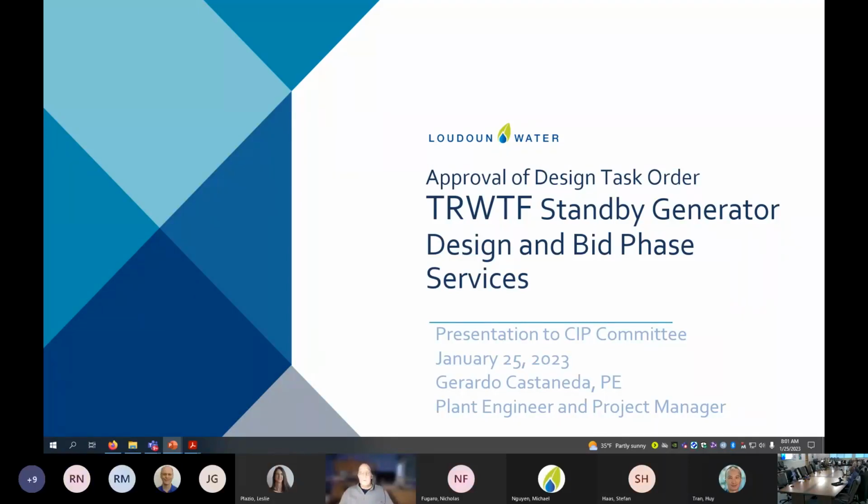I am a project manager for the water operations business group, and I'm also the plant engineer for the Trap Rock water treatment facility. I am here to seek approval for a task order, and the name of the task order is the Trap Rock water treatment facility standby generator design and bid phase services. We're trying to add a second generator to the water treatment facility.